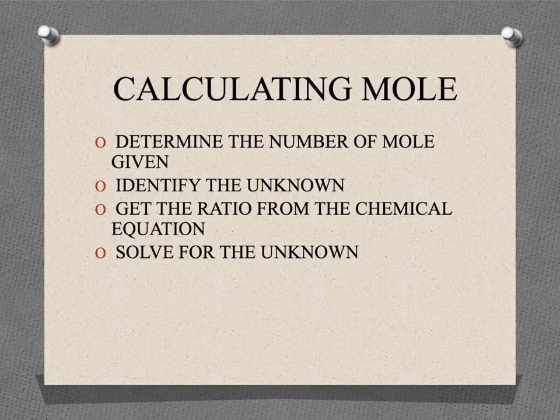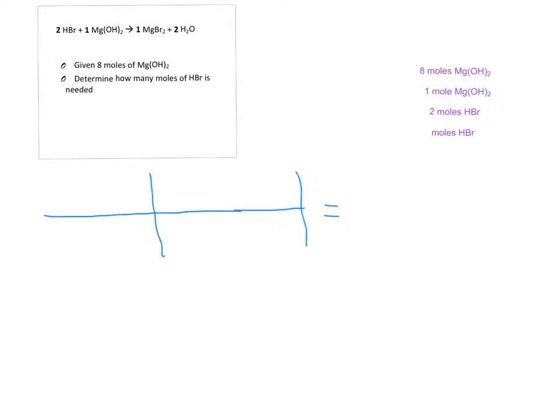Now, sometimes we want to calculate the number of moles. First, we have to determine the number of moles that is given. Then we need to identify the unknown. Then we get the original ratio from the chemical equation, and then we solve for the unknown. So let's take a look at this example. In this example, we are trying to determine the number of moles of HBr if we are given 8 moles of Mg(OH)2. So we're going to use dimensional analysis in order to make this determination.